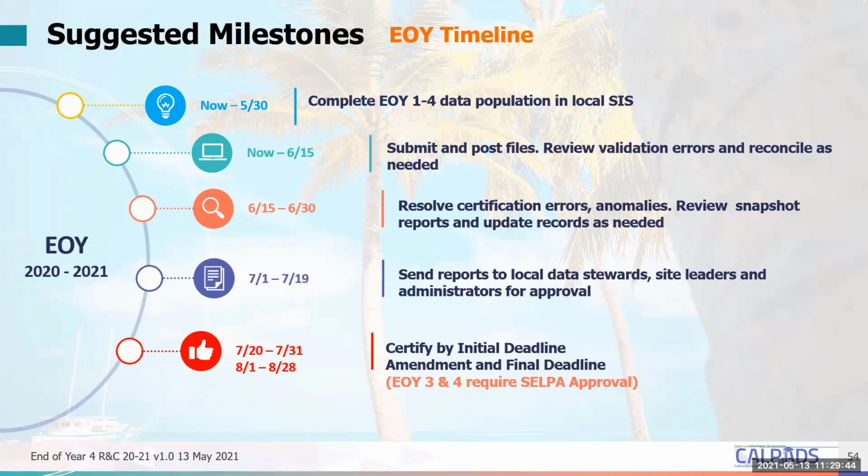However you manage to submit your data and certify it is totally dependent on your abilities and your needs, right? And so make your own timeline. Just make sure that you meet the submission deadlines. 7:30 is going to be the initial deadline. That is just LEA approval. And again, the greatest value in this is you're setting yourself up for success going into the next reporting year. Ultimately, SELPA approval is needed for end of year 4 and end of year 3 on August 28th. And you also must certify end of year 1 and 2, but that doesn't have anything to do with students with disabilities specifically or SELPAs, okay?